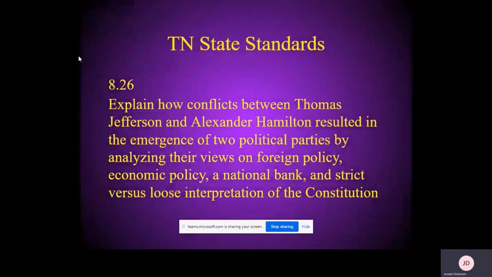All right, so Tennessee State Standard 8.26: explain how conflicts between Thomas Jefferson and Alexander Hamilton resulted in the emergence of two political parties by analyzing their views on foreign policy, economic policy, and national bank, and strict versus loose interpretation of the Constitution. All right, so Thomas Jefferson and Alexander Hamilton. Let's talk about these standards real fast. So we know that Thomas Jefferson and Alexander Hamilton, they are both on what? Tell your neighbor right now.